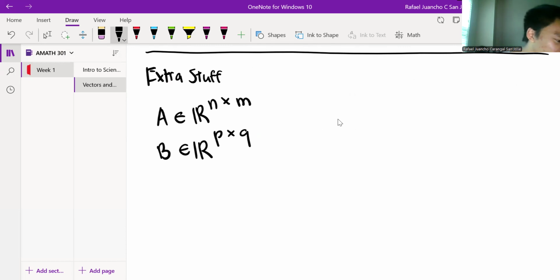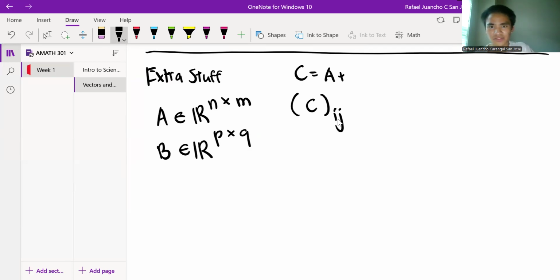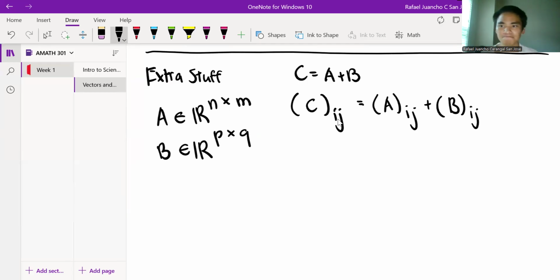Okay, and let's say, oh, now I know what we're dealing with. We're actually dealing with matrices this time, because last time we were dealing with vectors. So let's say we have some C_ij. So again, indexing. C here is basically A plus B, and this is equal to A_ij plus B_ij. And this makes sense, right? I mean, we're just adding matrices here. Now I need to look at conditions. What are the conditions for this to work?